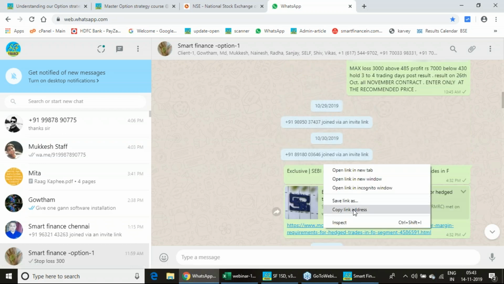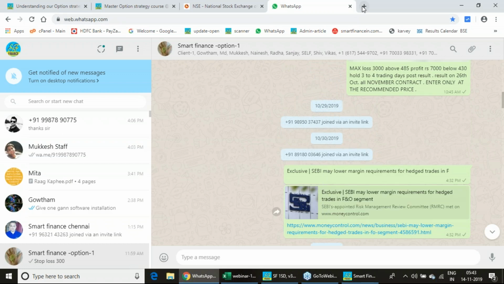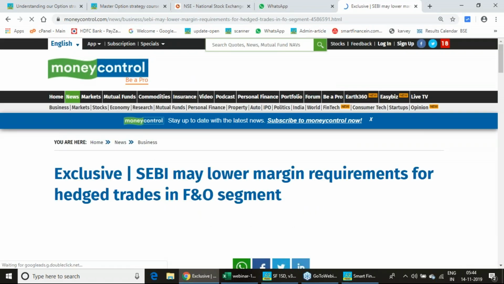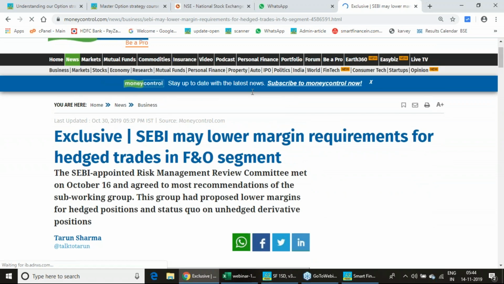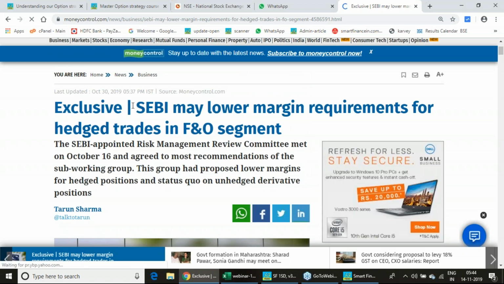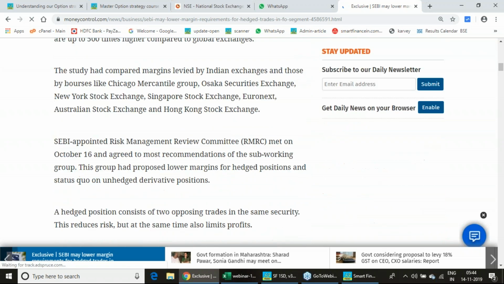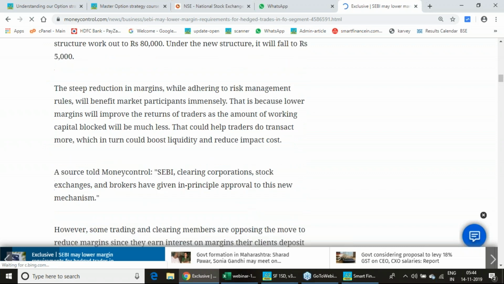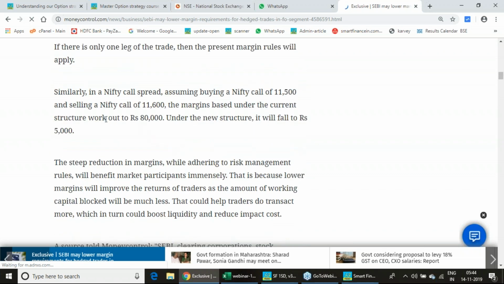Much before that, there was an article in Money Control on this same subject. You can also see this particular article from 30th October, November in the Economic Times. It says lowering the margin requirement of hedge trades in F&O. Here it also mentions that SPAN margin is going to be applicable under the new structure. It says 80,000 of margin is going to come down to 5,000. So the position which took 80,000 rupees as margin is now going to cost you 5,000.